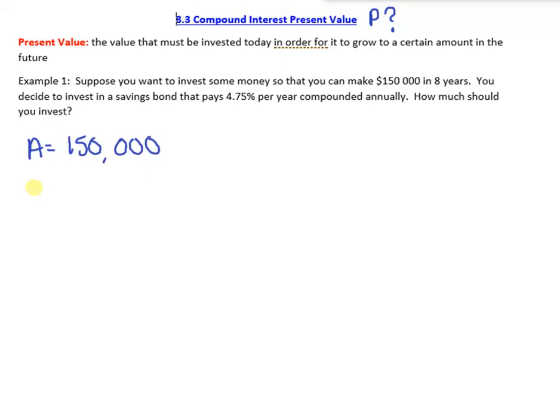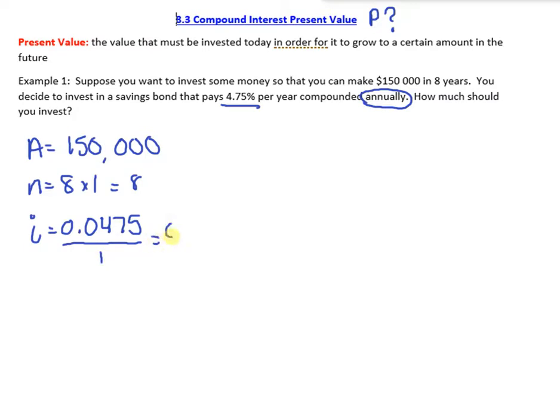Okay. And 8 years, let's go n equals 8. And you decide to invest in a savings bond where the interest rate is 0.0475. Compounded annually. So again, annually, you would multiply this by 1 so it doesn't change, and you would divide the interest rate by 1 so it actually doesn't change. But just to get into that habit, when we see different kinds of compound periods, how much should you invest? So what we're actually trying to find is the principal.